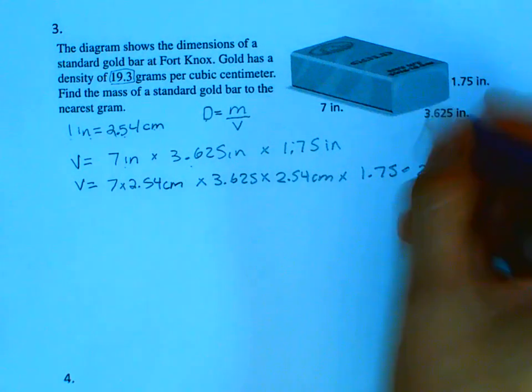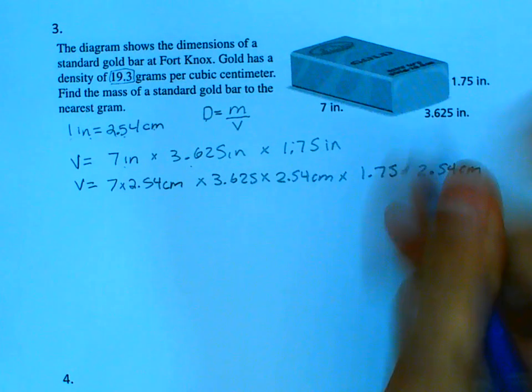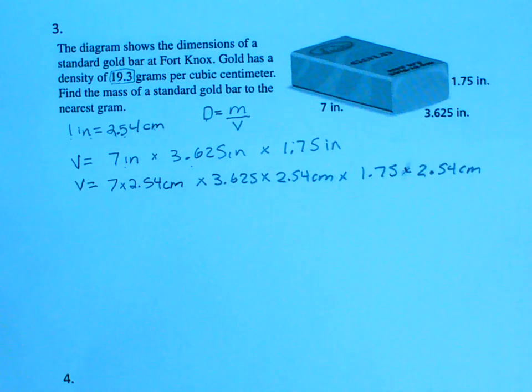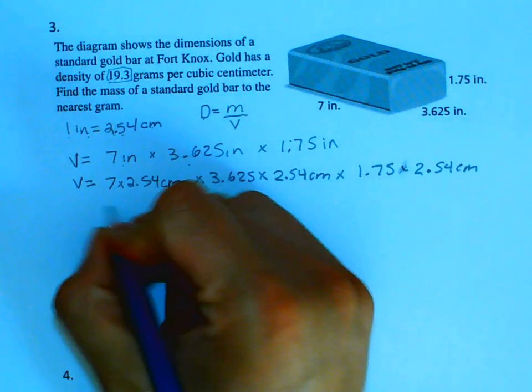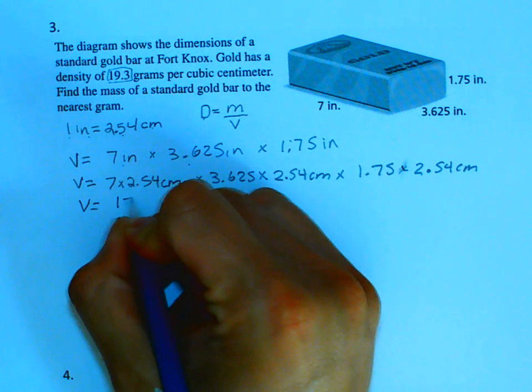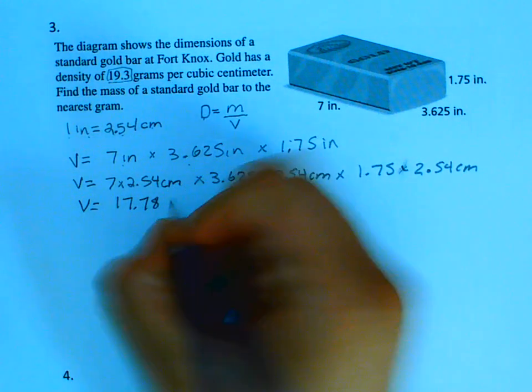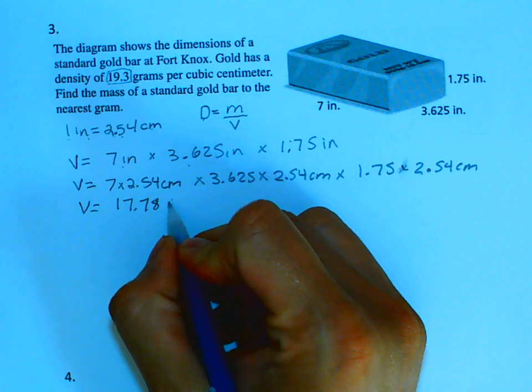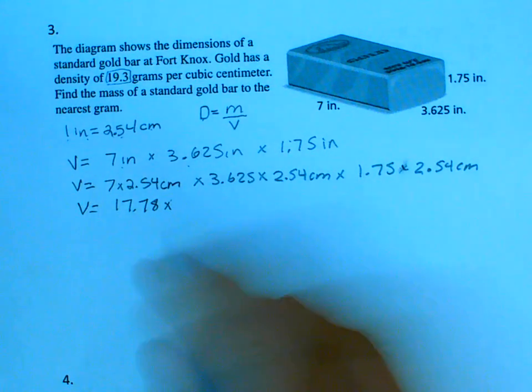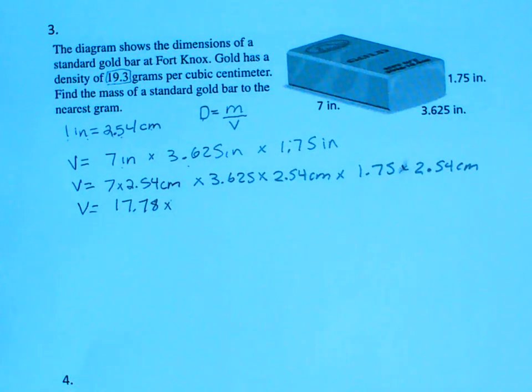Why do I keep going back between X's and dots? I have no idea. Okay, so let's just go ahead and multiply these in steps. 2.54 multiplied by 7. That gives me this much. Now I'm going to drop the units for right now, mainly because I want to worry about the numbers. I know at the end it's going to be centimeters cubed.